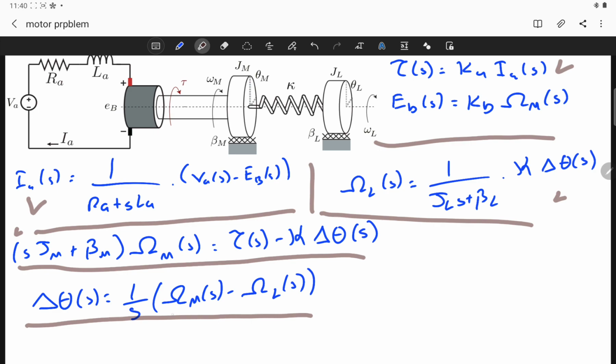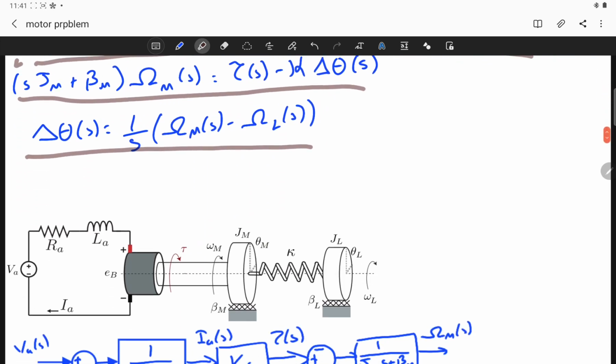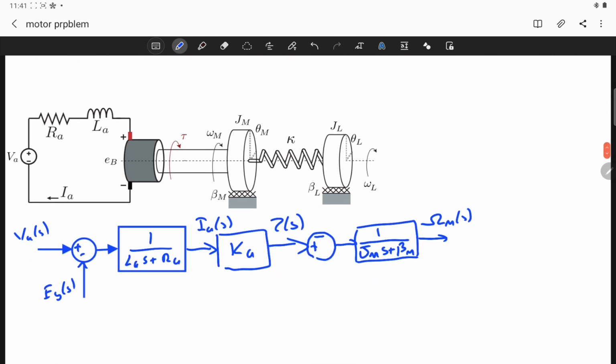In order to generate that, I need to generate omega m and omega L separately. No problem with this. What I can use is the final fact: omega L of s is equal to a transfer function multiplied with kappa times delta theta s. Delta theta is equal to this. So here I will do something.